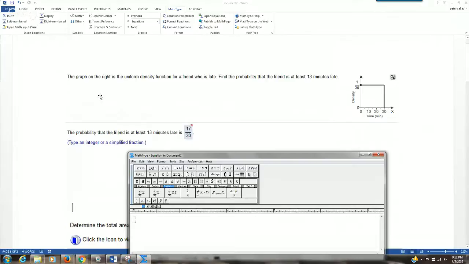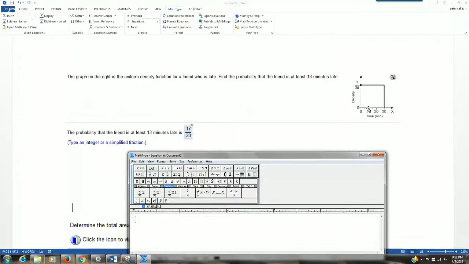Okay, so in this question it says the graph at the right shows the uniform density for a friend who's late. Find the probability that the friend is at least 13 minutes late. If you think about it, at least 13 means, do I want less than 13 or more than 13? More. If they show up at 13, that's okay, but at 14, 15, 16, so I'm looking at 13 and above. So when I'm looking at this rectangle, I'm going to start where 13 is and go up, and I just want to find the area of that specific rectangle.